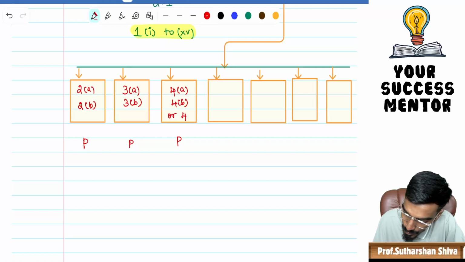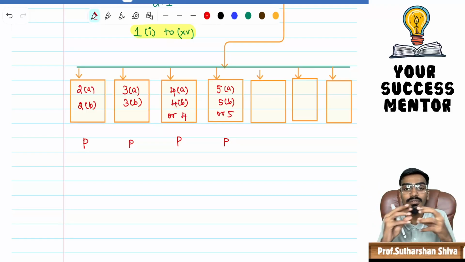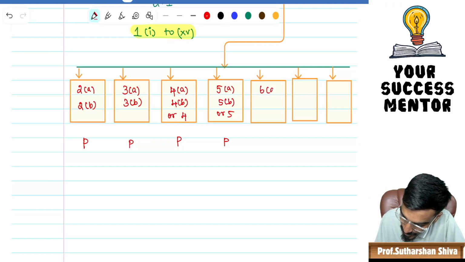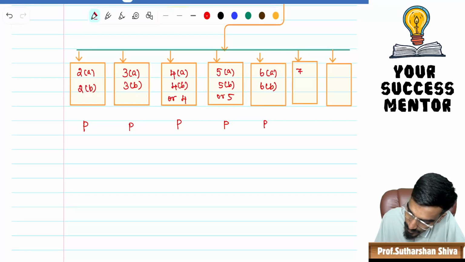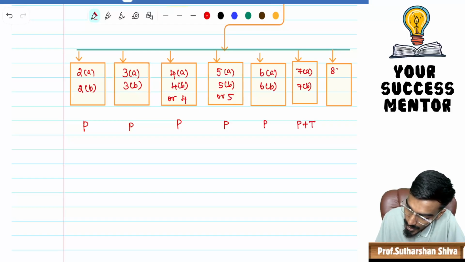Then you will be having 5A or 5B, or you may get a fifth question as the same bigger question, which comprises 14 marks. Then 6A, 6B, which is having 7 plus 7, again a practical question. 7A and 7B will be having a combination of practical plus theory. Here you will be having 8A, 8B, 8C.